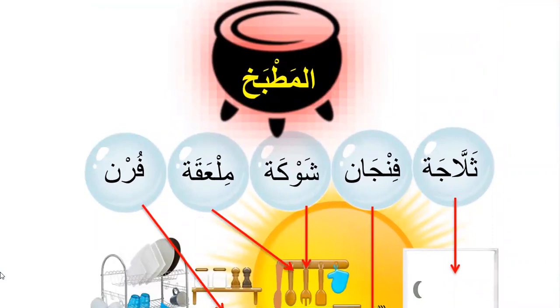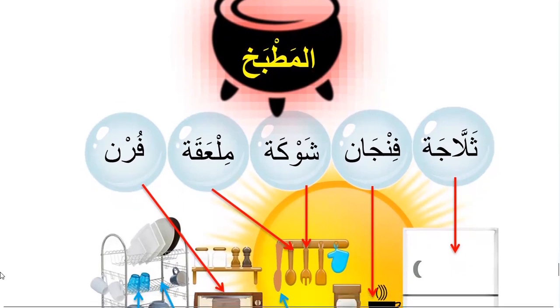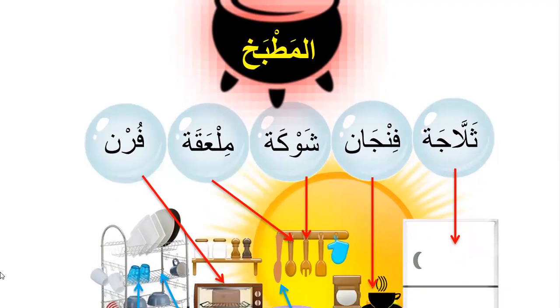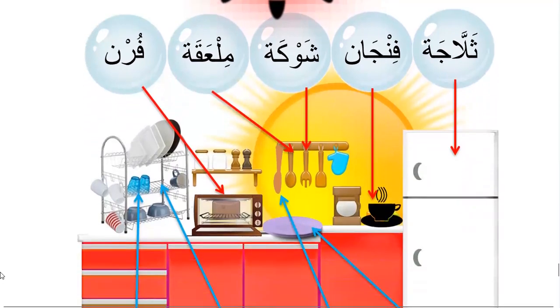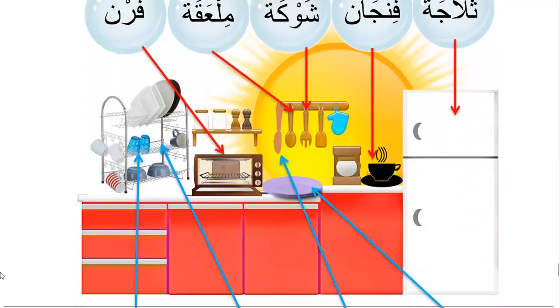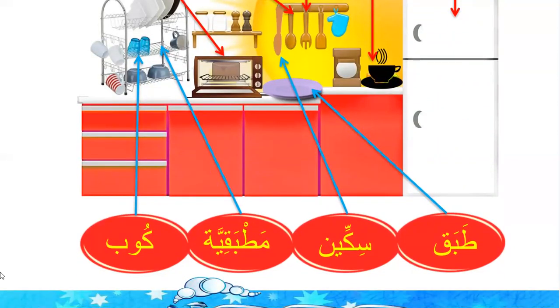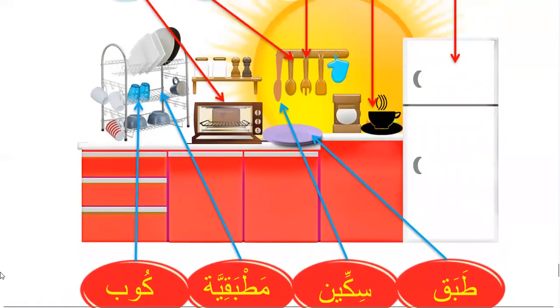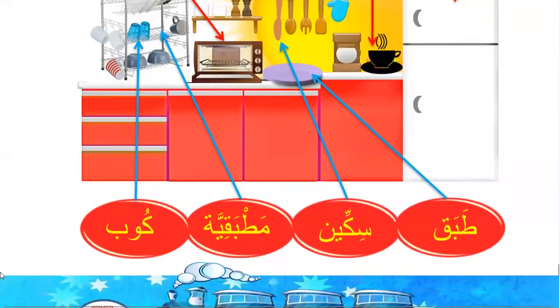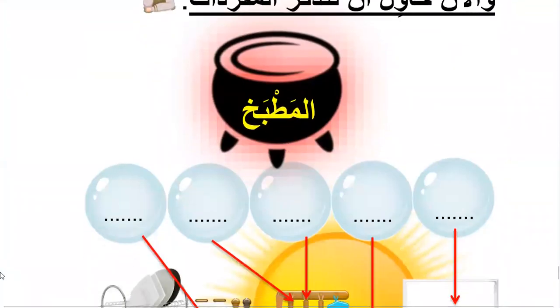Okay, Latifa. Thalaja, fridge. Matbakh, kitchen. Thalaja, fridge. Finjan, cup. Shauka, fork. Mil'aqa, spoon. Furn, oven. Plate, tabaq. Knife, sikkin. Matbakhiya, stand. Cup, glasses. Latifa.